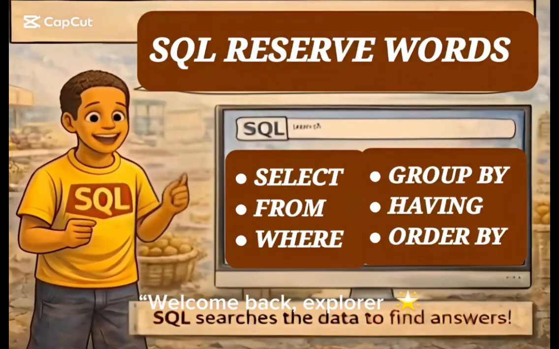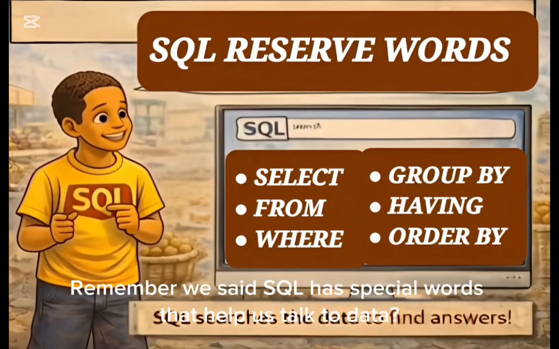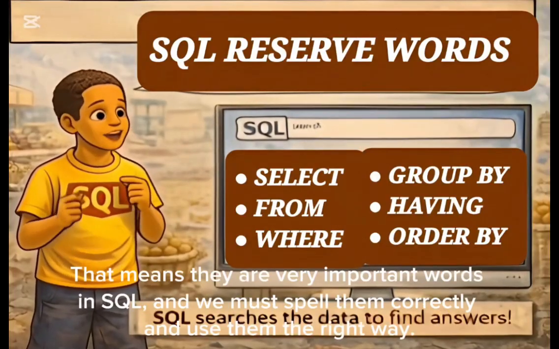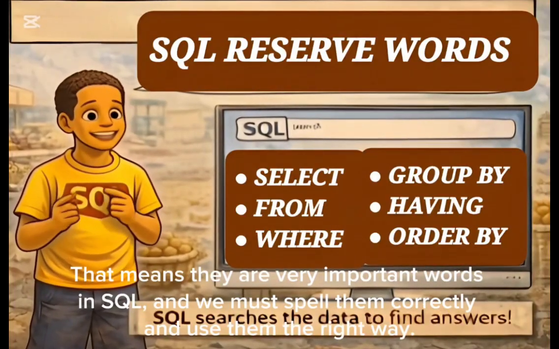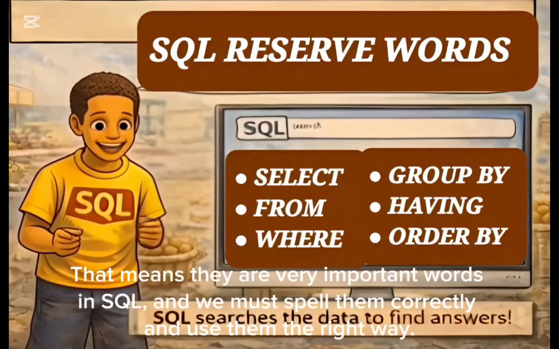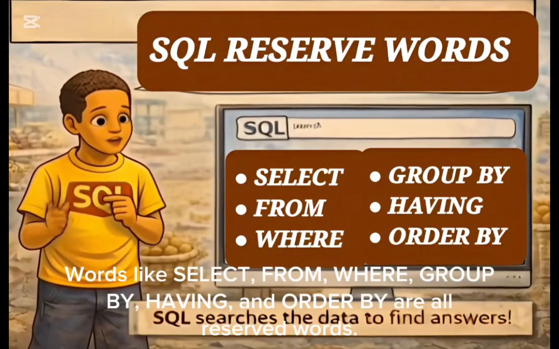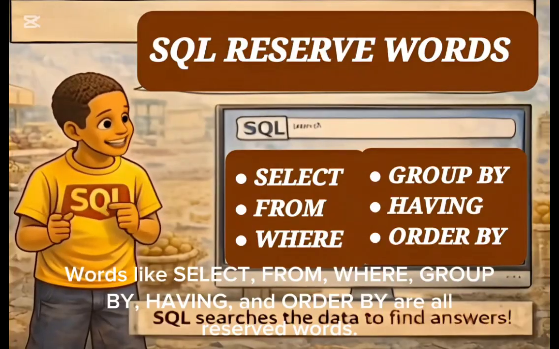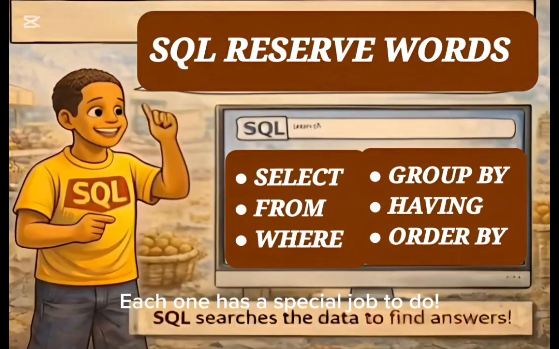Welcome back, Explorer. Remember we said SQL has special words that help us talk to data? These are called reserved words. That means they are very important words in SQL, and we must spell them correctly and use them the right way. Words like select, from, where, group by, having, and order by are all reserved words. Each one has a special job to do.